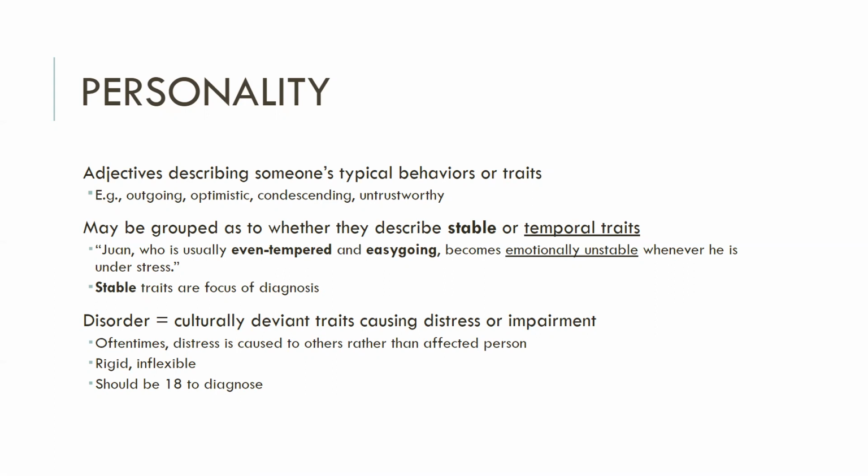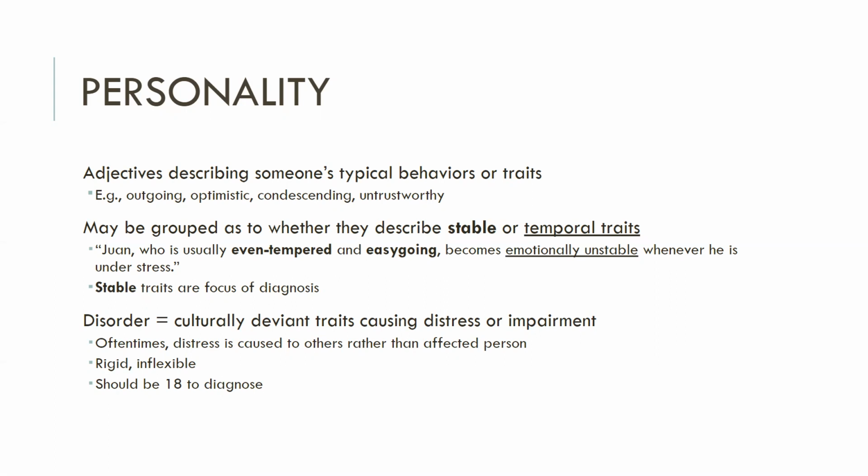Another hallmark of the personality disorder, in addition to those culturally deviant traits, is that the personality is more rigid and inflexible compared to a healthier personality. So, going back to that example I gave you earlier of Juan, he has those stable traits and those temporal traits. And while we diagnose on the basis of those stable traits, it's healthy and normal for a person's personality and demeanor to fluctuate across situations.